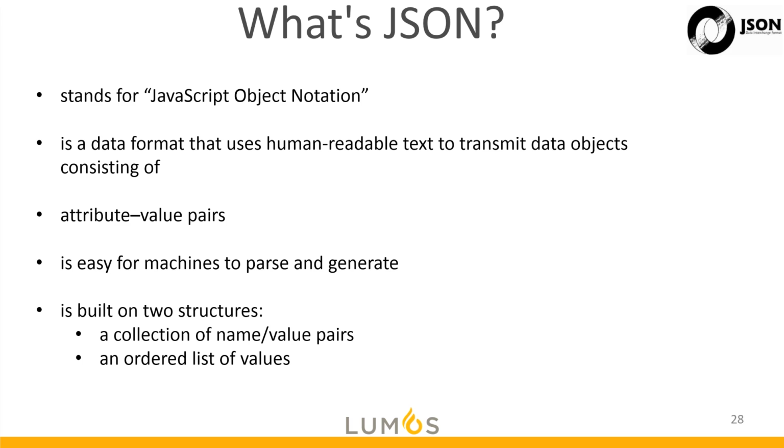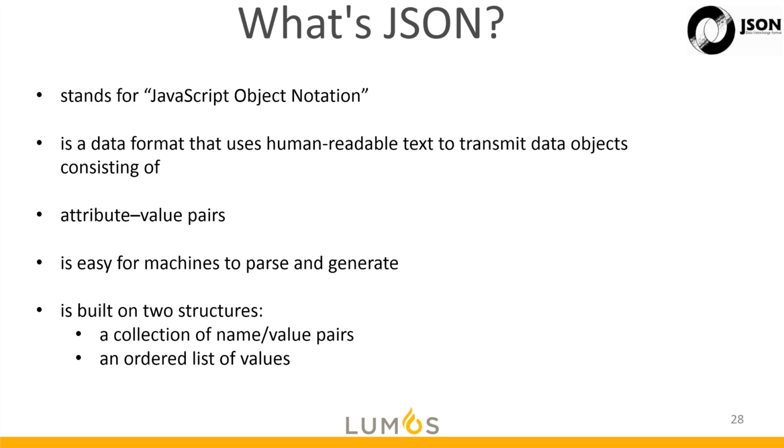So again, it's just a data format that uses human-readable text to transmit data objects consisting of key value pairs or attributes and their values. Okay? So it's easy for machines or applications to parse, or kind of like piecemeal through. Okay? When we talk about parse, we're talking about having something read through it and make sense of it. And we can also generate this very easily as well.